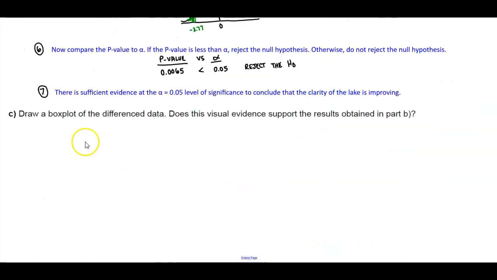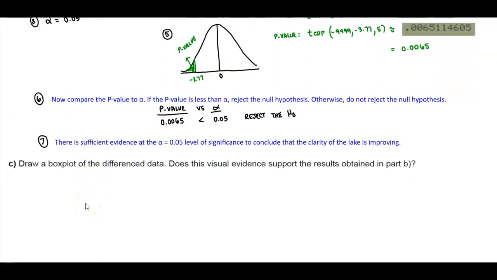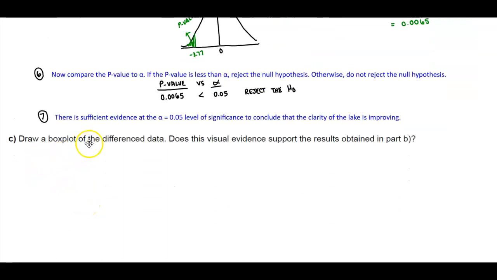Okay, so next, it says draw a box plot of the difference data. Does this visual evidence support the results obtained in part B? Now in part C it says draw a box plot of the difference data. Does this visual evidence support the results obtained in part B?